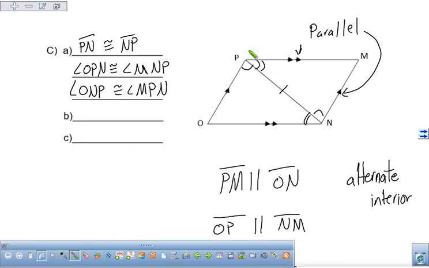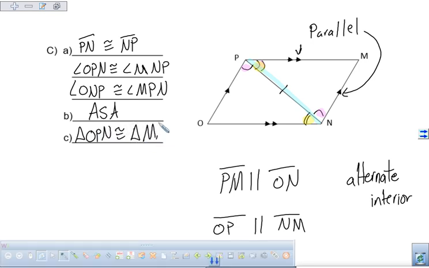So again, we have two sets of angles marked as congruent, and we have the side that is being made by those two angles, which gives us angle side angle, and triangle OPN is congruent to triangle MNP. Make sure you have this one marked down. You will want to refer back to this one, and remember that those arrows mean parallel and not congruent.